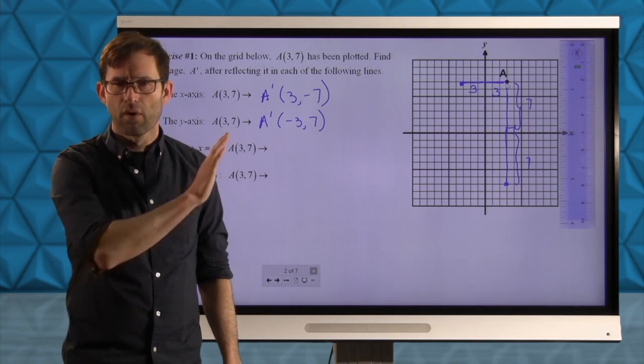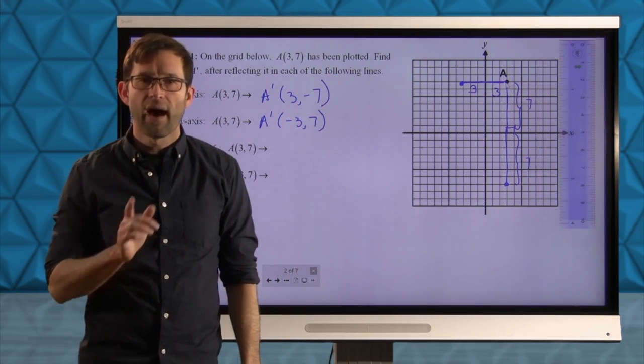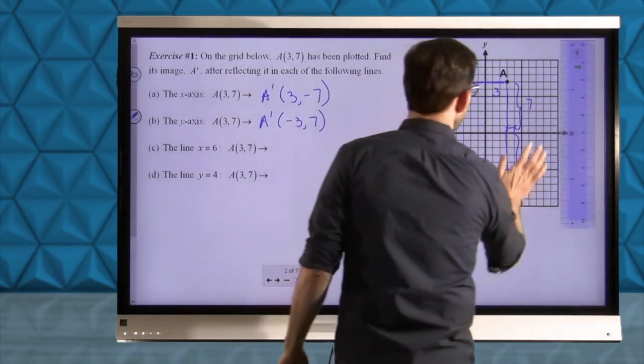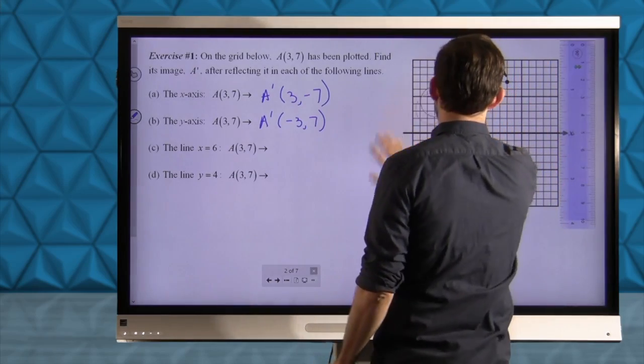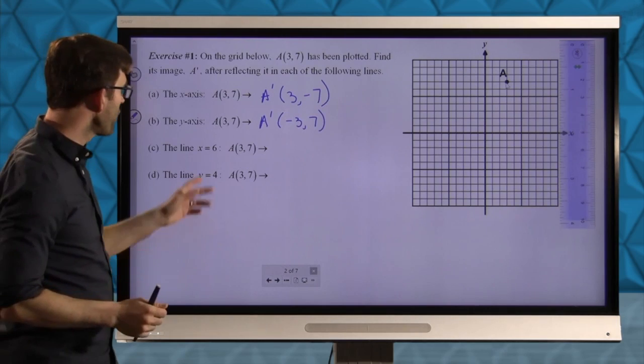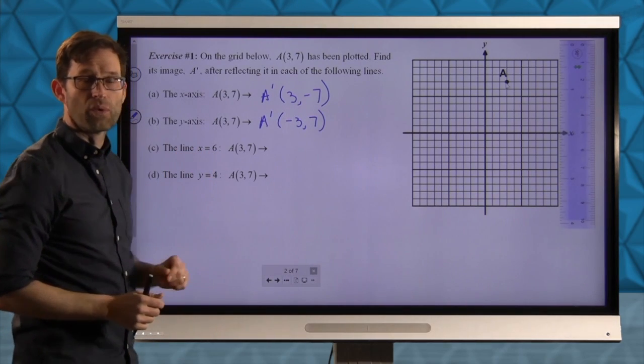So what I'd like to do is erase all the ink that's up there right now, and then let's start taking a look at reflections across those other two lines. Let me just get rid of all of this really fast. Wonderful. So letter C asks us to reflect the point (3, 7) in the line x equals 6.